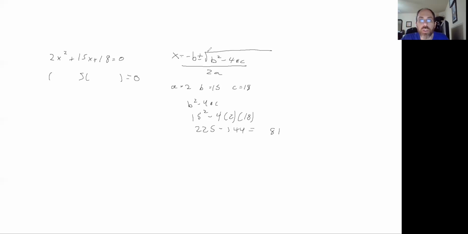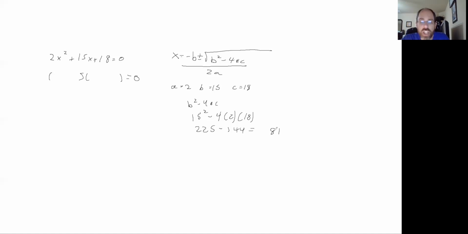So when I take the square root of that, I'm going to get a nice round whole number. The reason for that is 81 is what we call a perfect square. A perfect square is a number that when you take the square root, it's a nice round whole number. It's not a decimal, it's not a fraction. In this case, it's just 9.